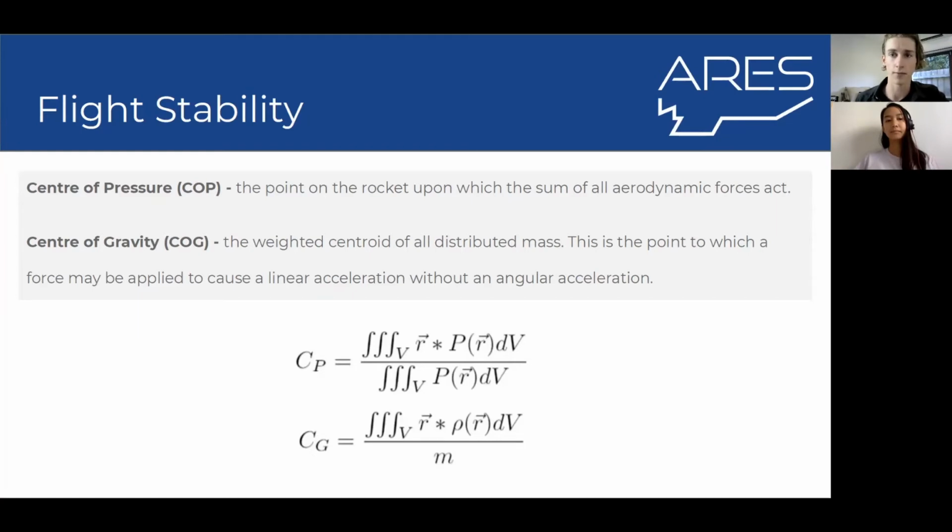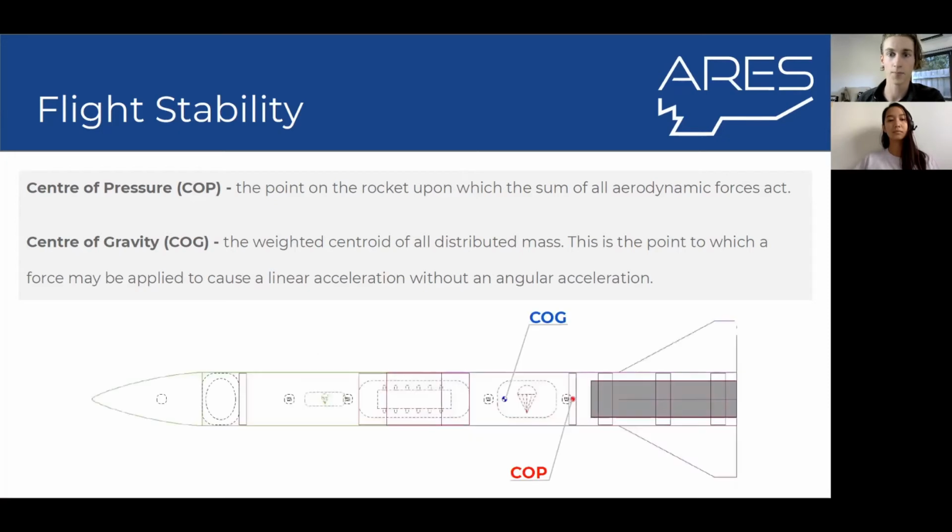And then another very similar concept that you're all probably familiar with is the center of gravity. It's just the centroid of the distributed mass, which is the point upon which you could balance it if you were balancing it on the tip of a pencil. And it's also the point at which you can apply a force to the rocket without the rocket rotating. You can just push on the rocket at this point and the whole rocket moves without spiraling. So these 2 are really closely related.